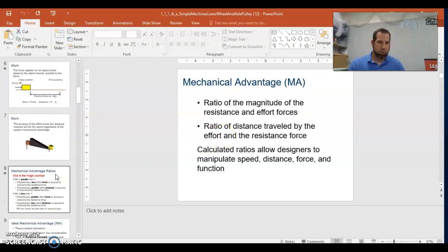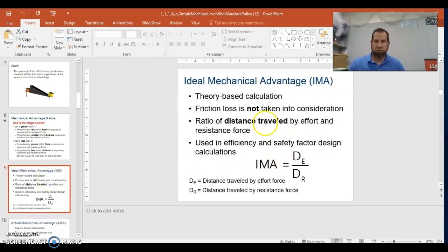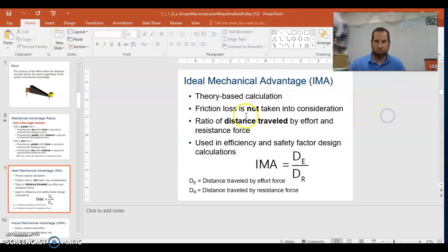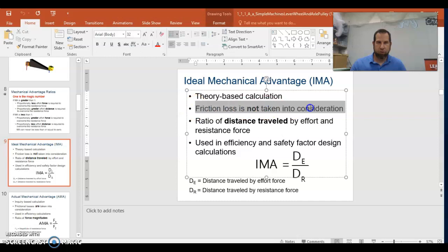Alright, and so when we're breaking them down, you have your ideal mechanical advantage, which is distance of effort over distance of resistance. The big thing I want to highlight here is that this does not take into consideration friction. Friction is not taken into consideration with IMA. That's a big part of that right there. If you want to write things down in your notes, it'd be this equation, and that friction is not taken into consideration with IMA.